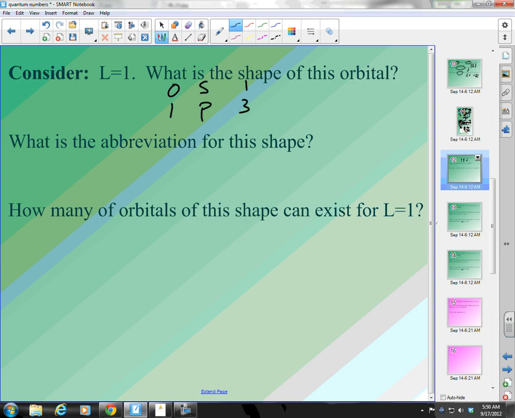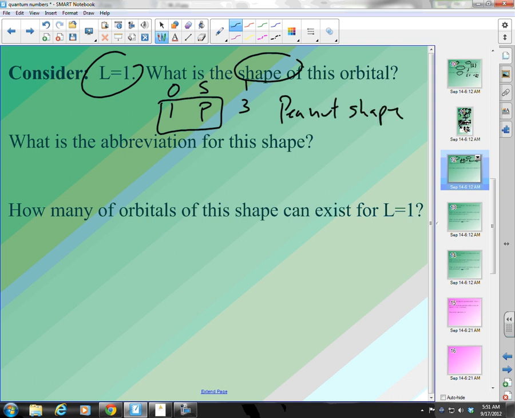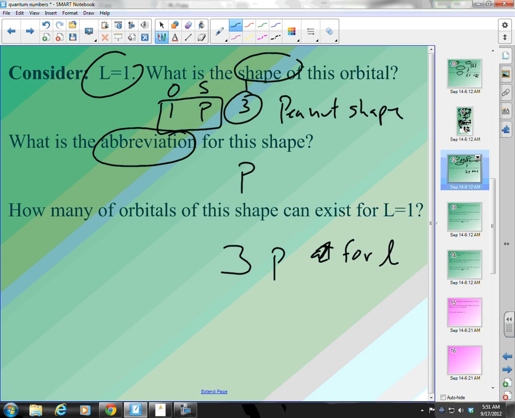What is the shape of this orbital? Okay, if L is equal to 1, what do I have? I have a peanut shape. Good. What is the abbreviation for this? Well, it is a P. And how many of this orbital do I have? I would have 3 P's for L equals 1. Good.